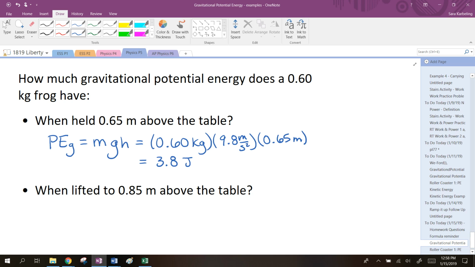Now, this is going to blow your mind. Are you ready? So now I'm going to take the frog, and I'm going to put him at 85 centimeters above the table. Can you figure out how much gravitational potential energy he has now? This is not a trick question, you guys. This will be super fast, super easy. You don't have to write it all out. Just figure out how much gravitational potential energy he has when he's at 0.85 meters above the table.